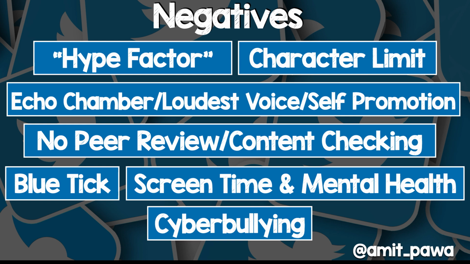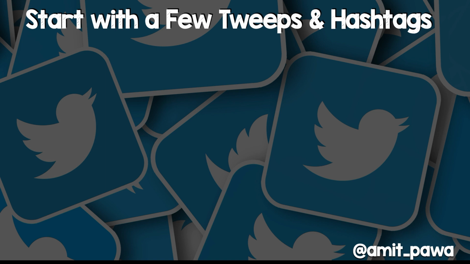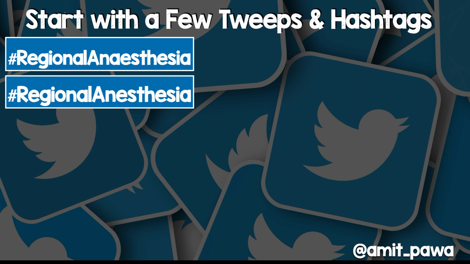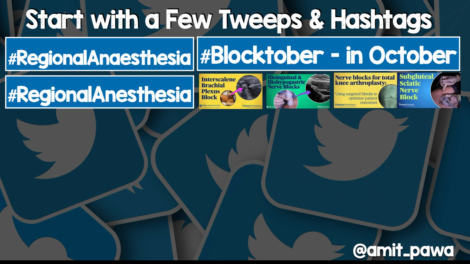So if you were going to use Twitter, how should you start? Well, I would think you start off following a few people and following a few hashtags. So what hashtags would you follow? Regional anaesthesia, spelt the British way and the American way, is a good place to start. Also, in October, follow the hashtag Blocktober. You can search for that now and you'll see all of the past content. And here are a few examples of some of the videos that are out there already.